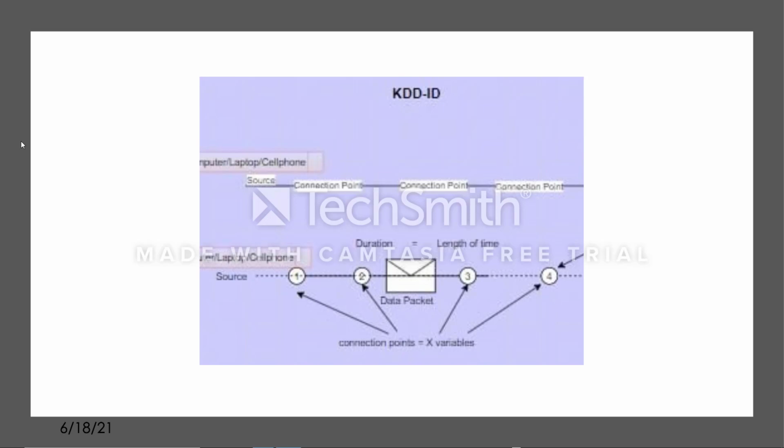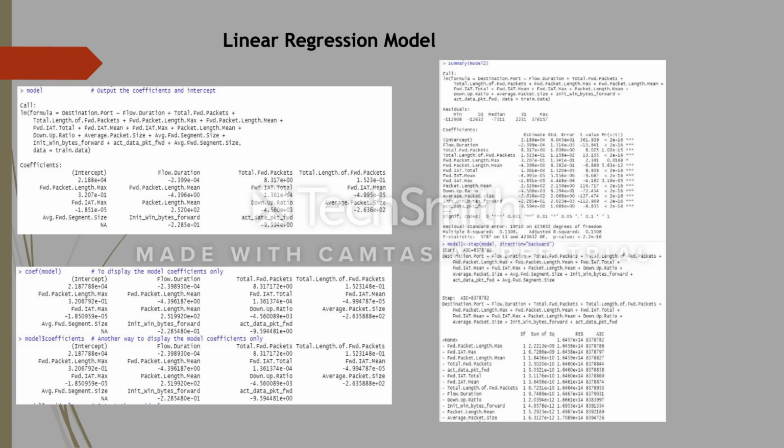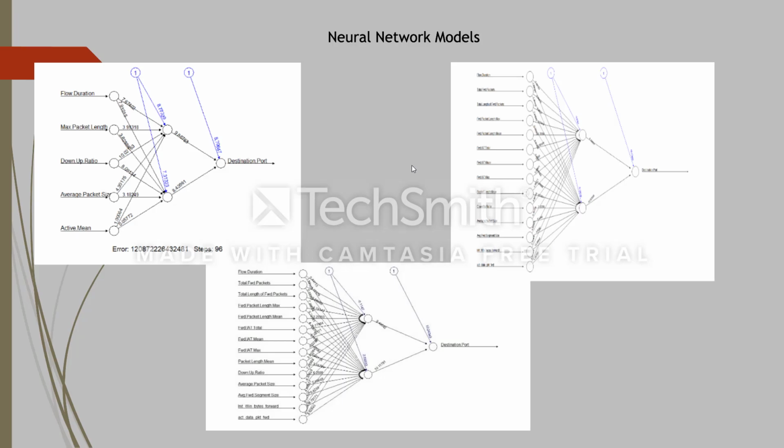The KDDID dataset focuses on what happens when the source hits different node connectors of the network, such as different servers or different routers. So as you can see, the 1, 2, 3, 4 represent servers or nodes. So what happens when your packet goes from the source to a server to another server, and then finally to its destination port.